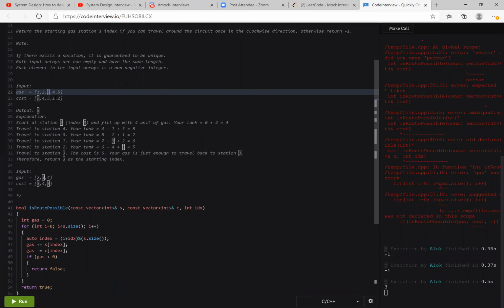Here again I need two, so I can't start here. Anywhere the deficit is greater than zero, I cannot start. Only these are the two indexes where there is no deficit.